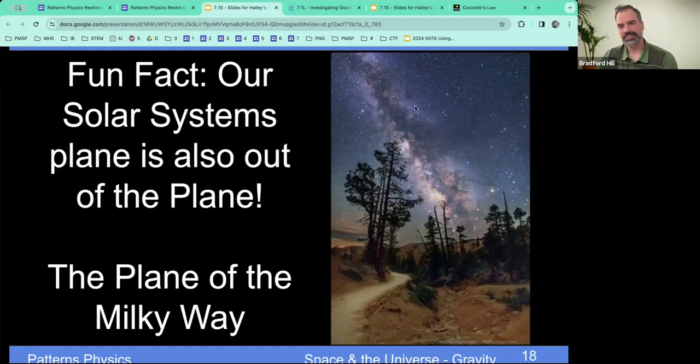Great. And then just one last thing: our solar plane is out of the galactic plane. And of course, with the night sky, if you ever get a chance to see the Milky Way, you can see it doesn't line up with the equator or the solar plane. But of course, the Earth's tilted a little bit, so even the equator is tilted to the solar plane. But with all of that, it's just kind of neat.